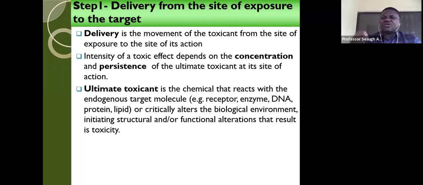And then we talked about ultimate toxicant. I would say ultimate toxicant is a chemical that reacts with the endogenous target molecule. That chemical reacts with that target molecule, like receptors, enzymes, DNA, protein, lipid, or is capable of altering the biological environment to become something else, so that it can afflict injury, so to speak.